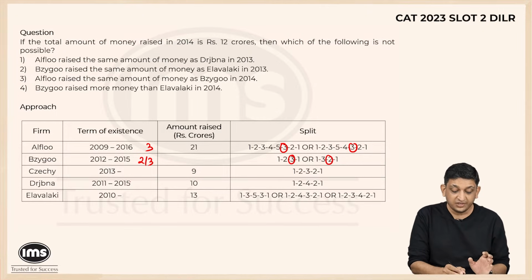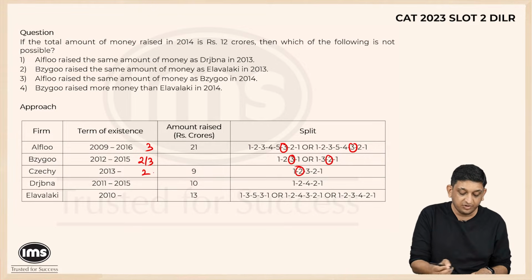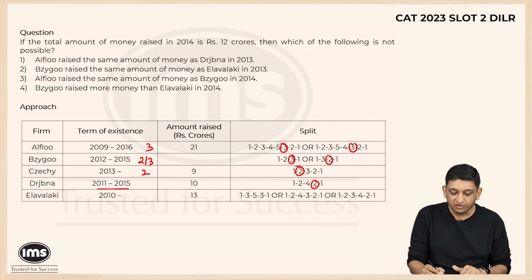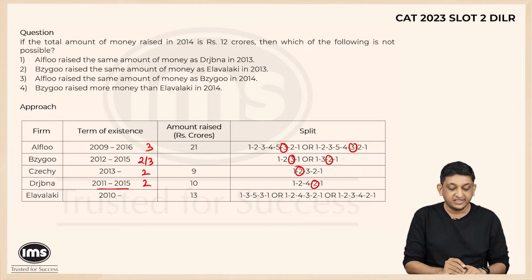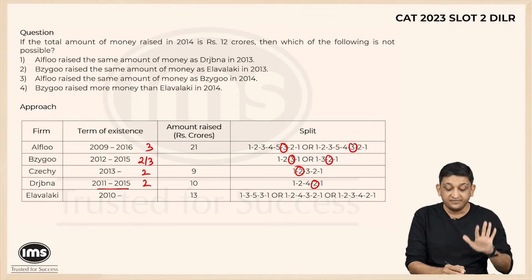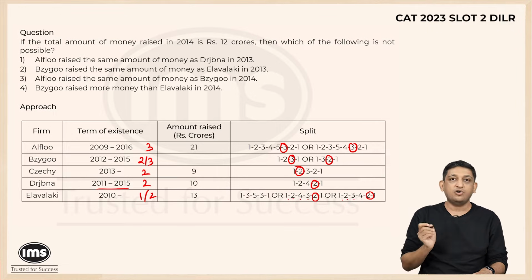In 2014 it was the second year of existence, so it would have contributed 2 crores. This one, penultimate year of existence, so would have contributed 2 crores. What about this one? In 2014, so 10, 11, 12, 13, 14, the fifth year of existence. So it would have contributed either 1 crore or 2 crores.